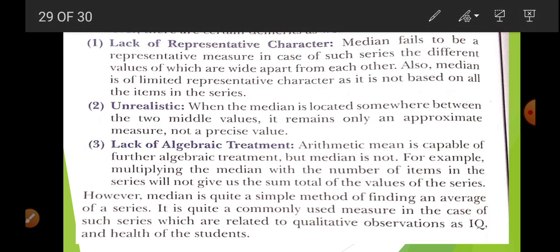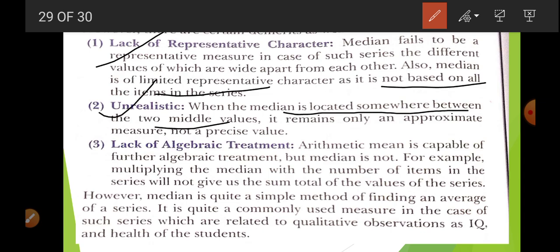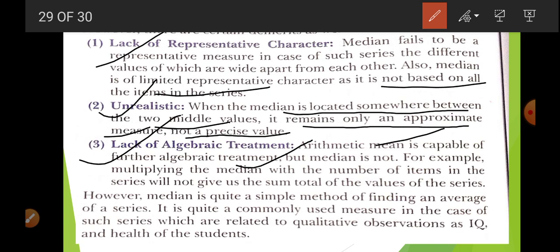Now, demerits. First of all, lack of representative character, because it is not based upon all the items. So that is the reason. Unrealistic. Median is located somewhere between two middle values. It remains only an approximate measure, not a precise value. Lack of algebraic treatment. Arithmetic mean is capable of algebraic treatment, but in the case of median, we can't do that. Okay. Thank you for today.